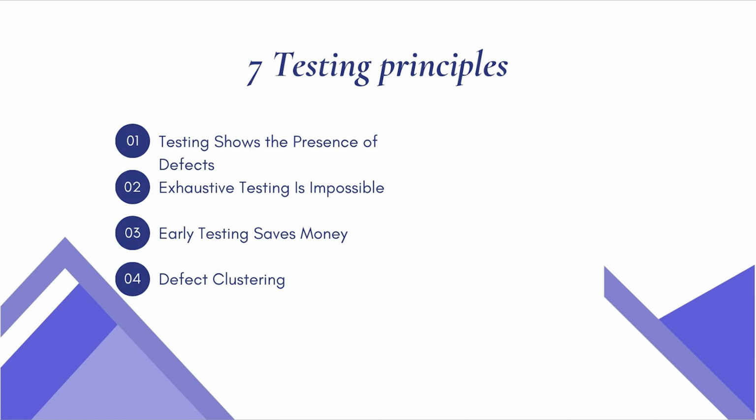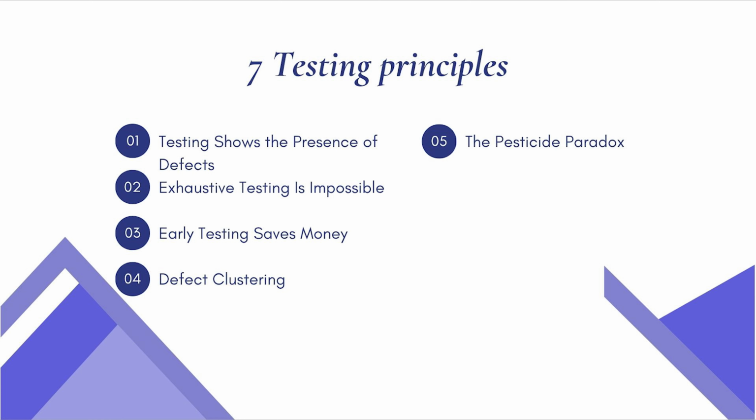Principle number 4, defect clustering. Here is a fascinating one. Most bugs live in just a few areas of the system. Think Pareto principle, where 80% of defects are often found in 20% of the features. So, as testers, we need to focus our attention where the bugs are most likely to hide, right? If, say, the login module often causes issues, spend extra time there. That's where your effort will pay off most.